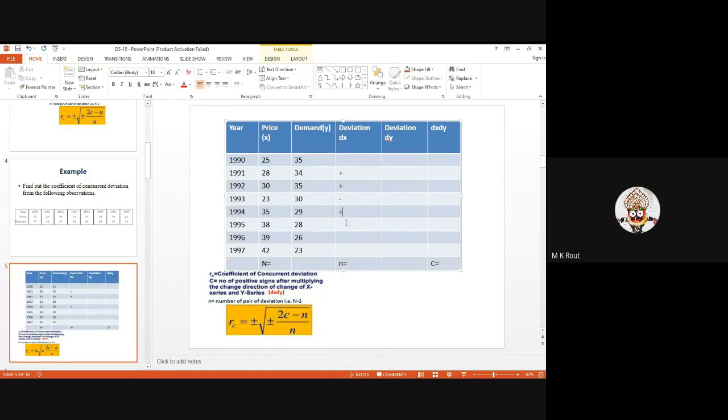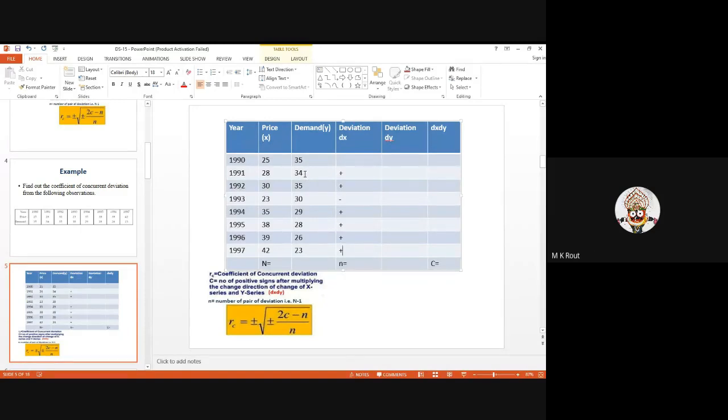38 minus 35. Positive. Again, 39 minus 38. How much? Positive. Moving to the next one. How much? Positive. Okay. Is it clear to all? Yes, sir. Moving to the next one.